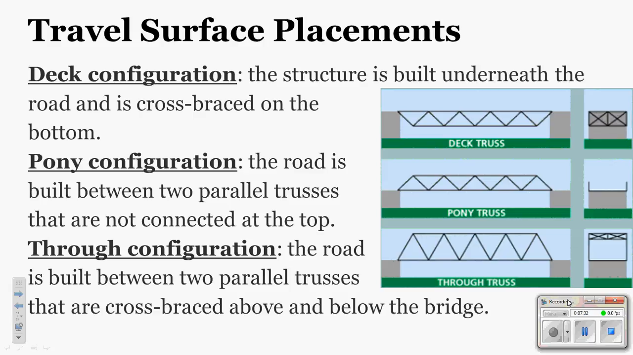Then you have what we call our pony configuration. The road is built between two parallel trusses that are not connected at the top. So it looks like it's the deck truss turned upside down, right? We have our through configuration. The road is built between two parallel trusses that are cross-braced above and below the bridge. All right.